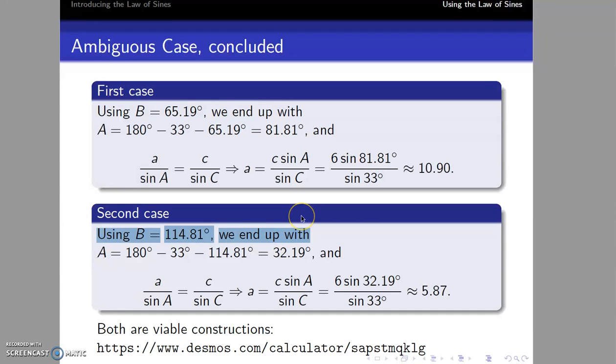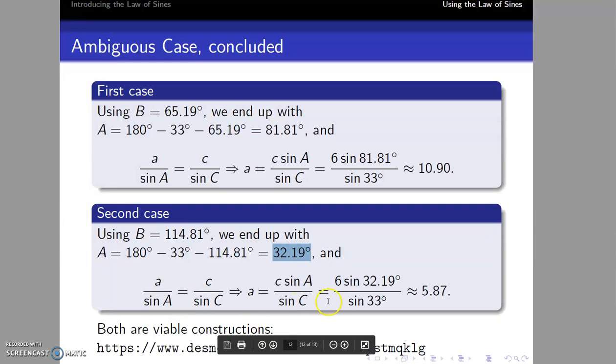If we worked with sine of B, if we worked with B being 114.8 degrees, we get A now being 32.19 degrees, and that's also viable. And so using the law of sines now for 32.19 degrees, we find a to be 5.87. So this set of solutions is also an answer. And both together form the answer.